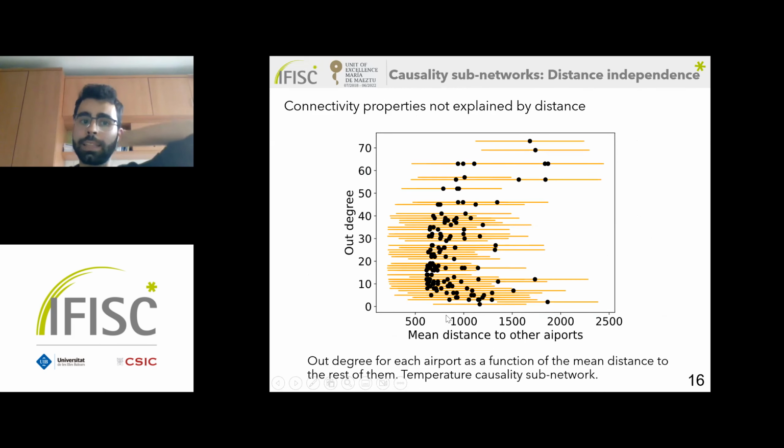Also, we can see that distance cannot explain other properties such as connectivity, because if we plot the out degree for each airport as a function of the mean distance to other airports, there is no tendency whatsoever given by the distance. So these two points allow us to validate the previous hypothesis.